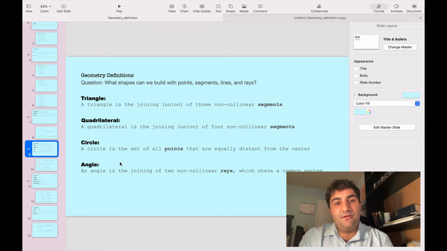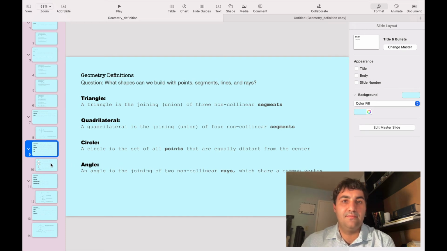And the last definition I want to look at is an angle. An angle is the joining of two non-collinear rays. Remember, a ray is different from a line and different from a segment. When we join these two rays together, the point which they share in common is called the vertex of the angle. Let's take a look at some of these shapes here.